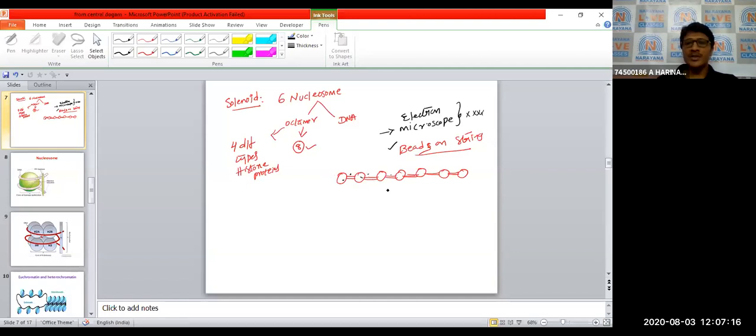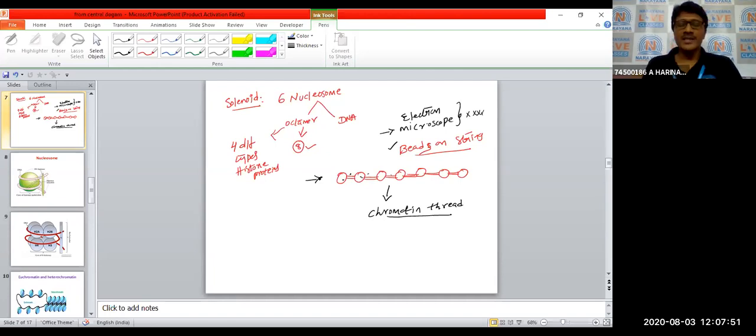All nucleosomes together form a chromatin thread. But you have to remember a solenoid consists of 6 nucleosomes. Leave it. What I am discussing here is that all nucleosomes together, or condensed nucleosomes, form a chromatin thread. Got it? So here, chromatin thread.